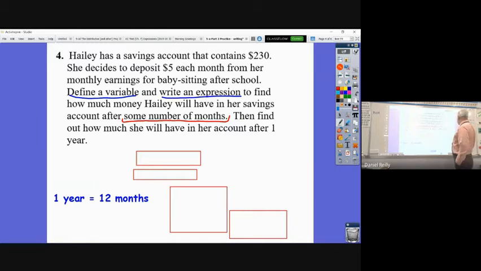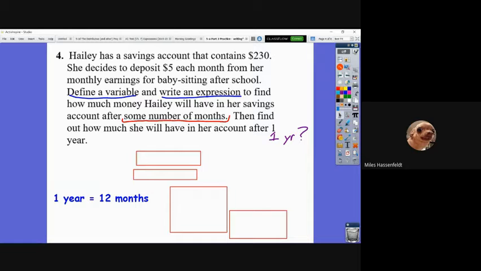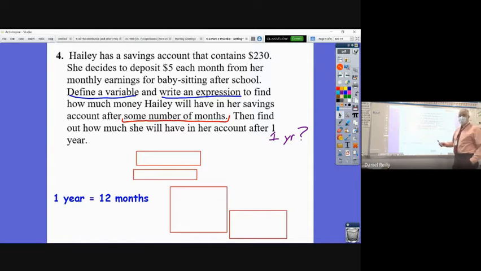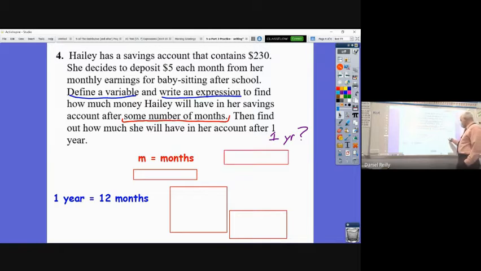So this is the second question. Okay, some number of months is what I need in the expression, and then 1 year is going to be the other question to answer. So first, define a variable. Miles, what is your variable in this problem? For my variable, it's X is months. X equals months. Perfect.